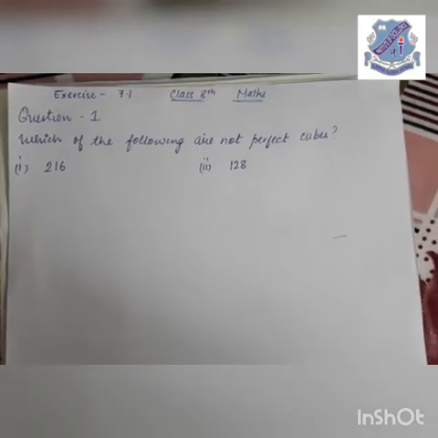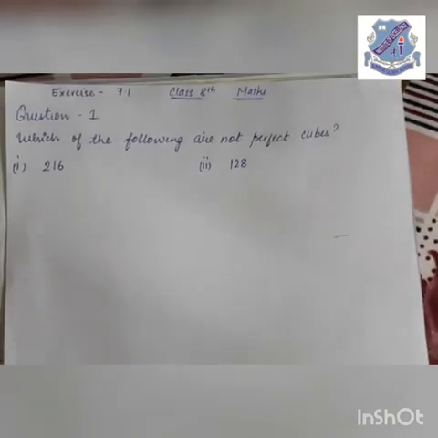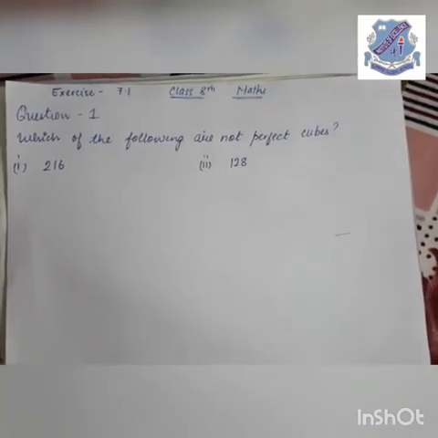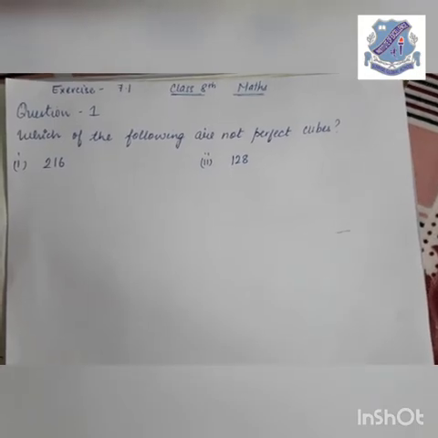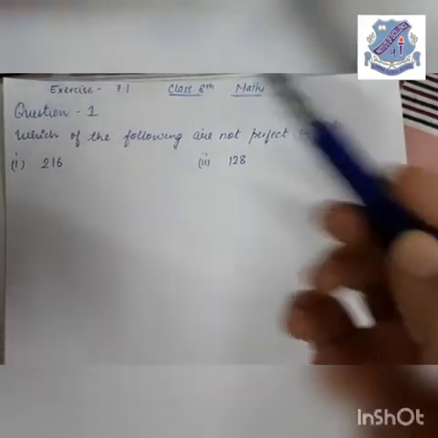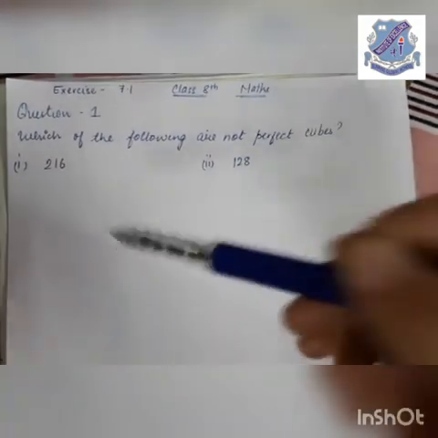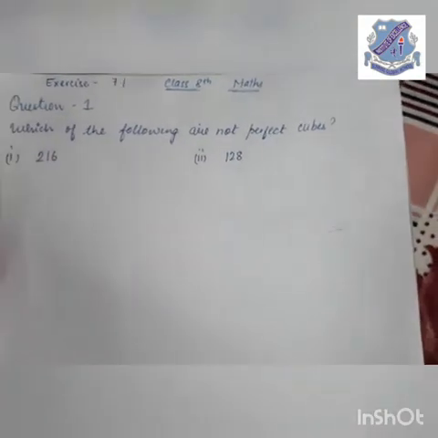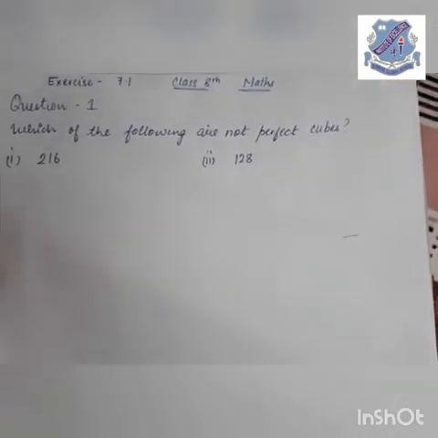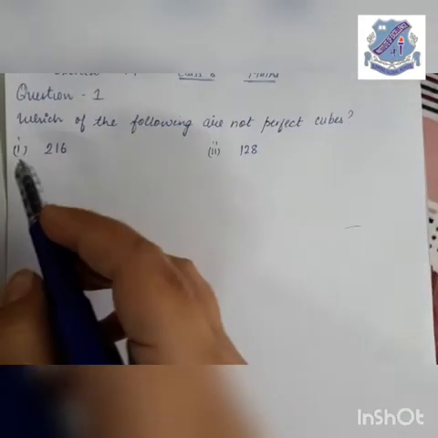So we have already discussed and I have given you the introduction of the chapter, what are cubes and how the cube roots work. Now today we are going to start with question number 1 from exercise 7.1. Question number 1 is, which of the following are not perfect cubes? You are asked to state the given numbers that are not perfect cubes. So you have to find out how many are cubes and how many are not perfect cubes. First of all we'll start with the number 216.